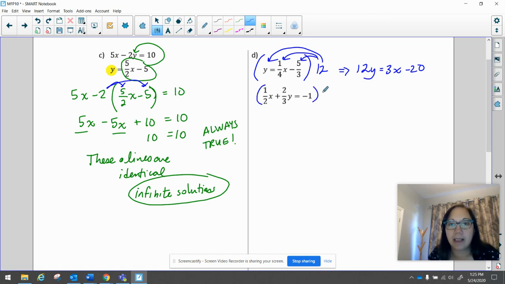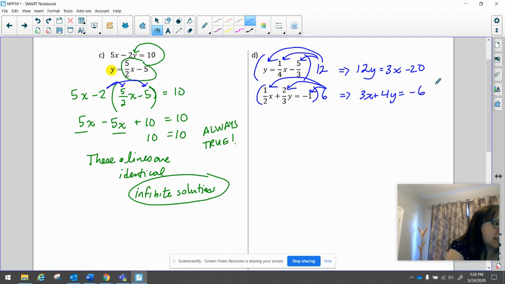I'm going to do the same thing down here, except I only have to multiply by a 6 this time to cancel with the 2 and the 3. And so I get 3x, 6 divided by 3 is 2, 2 times 2 is 4. So plus 4y equals -6. And now I have a situation where I have no more fractions to work with. So to me, that's definitely got some appeal, right? So now I'm going to work with these equations and do a little bit of substitution to solve them.